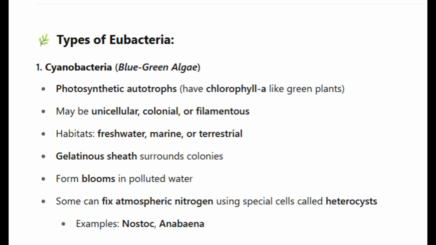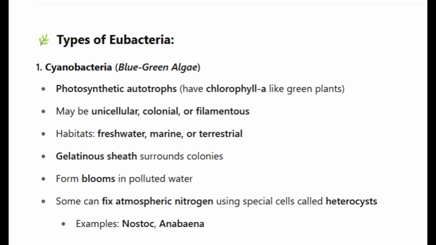Types of eubacteria. Eubacteria are incredibly diverse, falling into main categories based on how they get their energy. Cyanobacteria, or blue-green algae. These are photosynthetic autotrophs. Like green plants, they use chlorophyll a to capture sunlight. They can be single-celled, live in colonies, or form filaments. Found in fresh water, the ocean, or on land, their colonies are often surrounded by a protective gelatinous sheath. You might see them forming dense blooms in polluted water. Some types, like Nostoc and Anabaena, have specialized cells called heterocysts that can fix vital atmospheric nitrogen into a usable form.